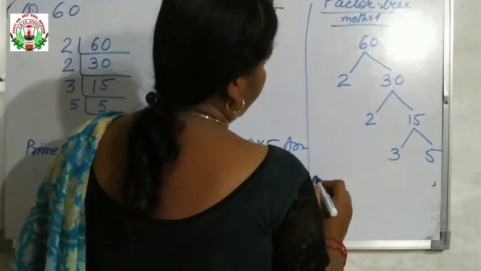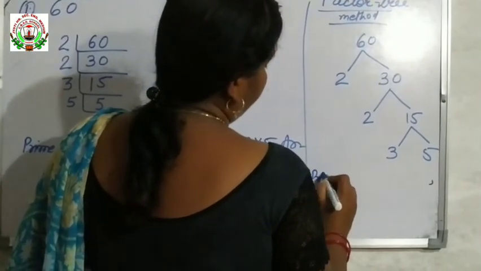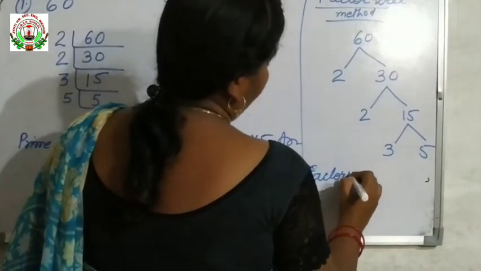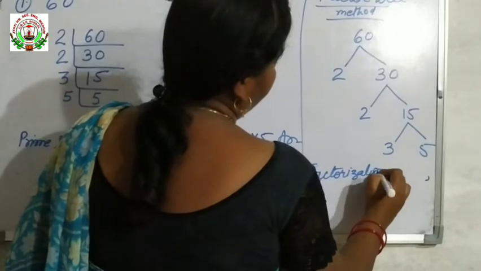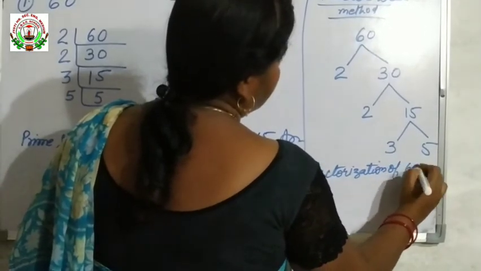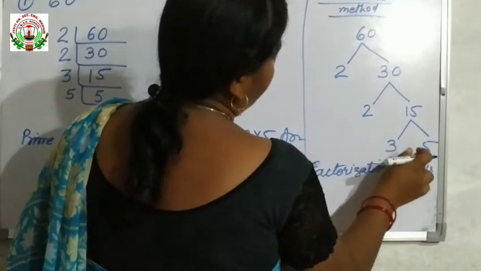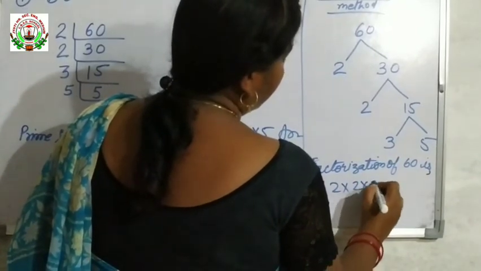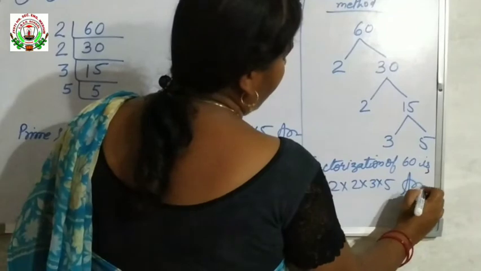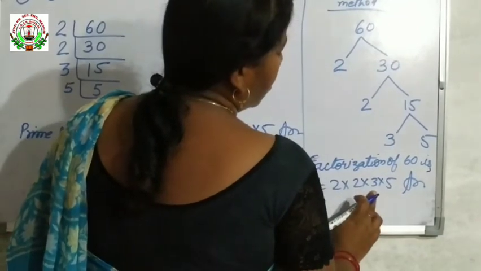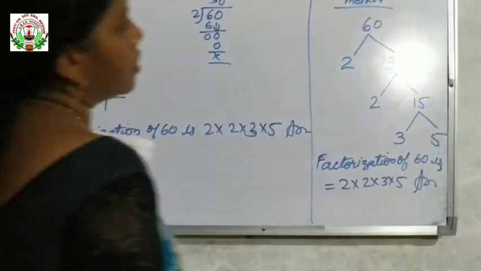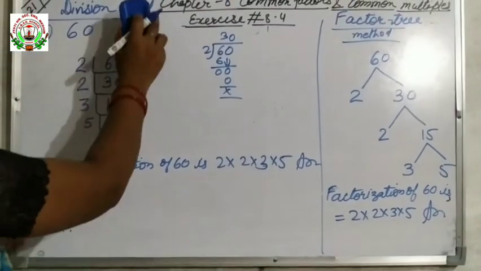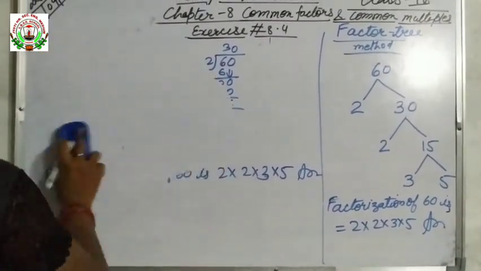So what is the prime factorization of 60? This number you will write 2 into 2 into 3 into 5. This is the answer. 2 2 ja 4, 4 3 ja 12, 12 5 ja 60. So we have completed question number 1. Now next we will see question number 2.